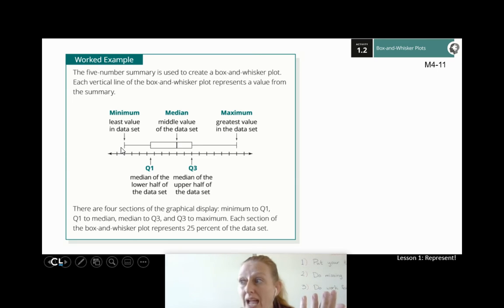So this is the lower half of your data. The quartile is the middle guy of the lower half. Right? That means the third quartile, you see it, is the median of the upper half of the data set. So we found our median, which split our data in half.